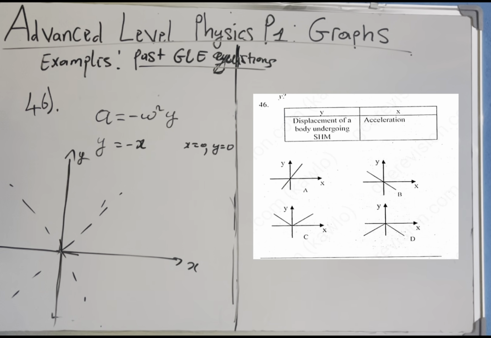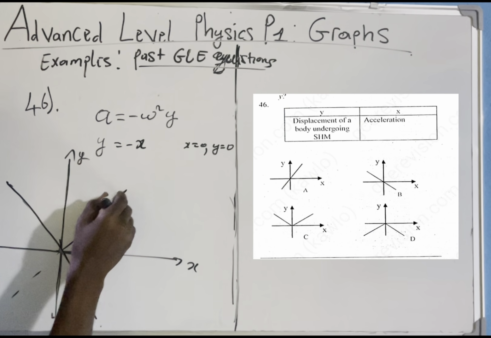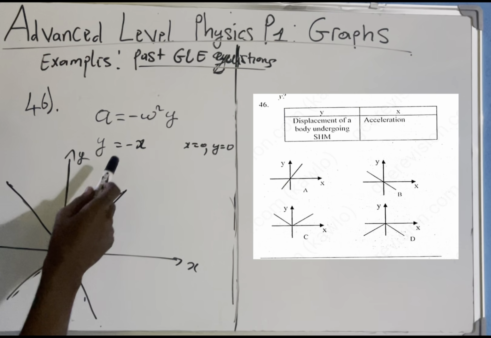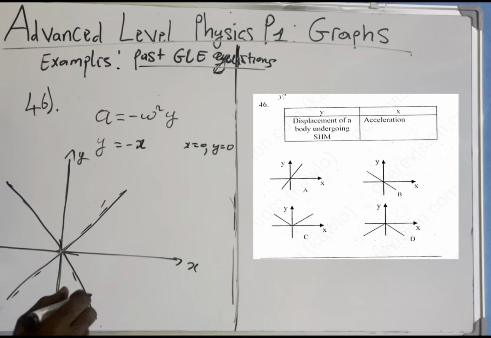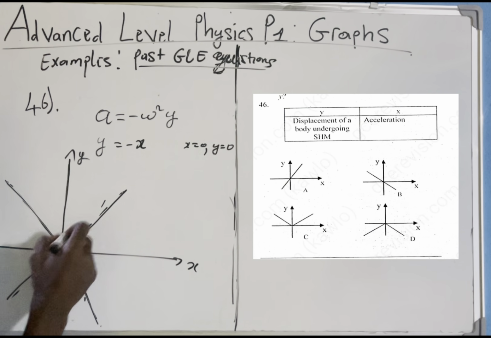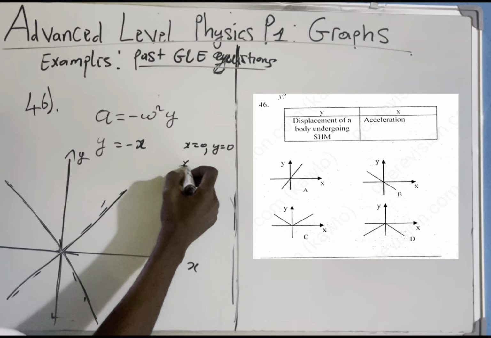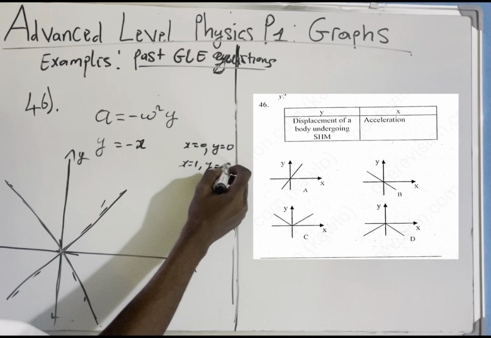Now, which one should we choose between the two? To know which one to choose, consider that negative means it should be a decreasing graph, so the gradient should be negative. This one is a decreasing graph, the gradient will be negative, but this one is an increasing graph, the gradient will be positive. Or another way to do it, you can replace x by 1. You see that y is equal to negative 1.